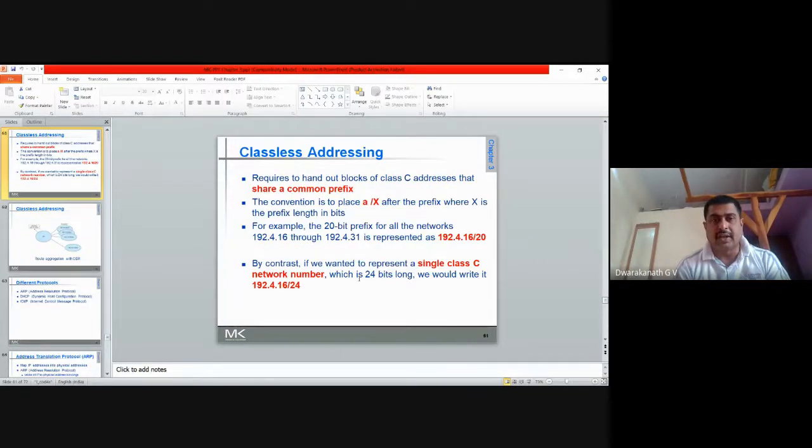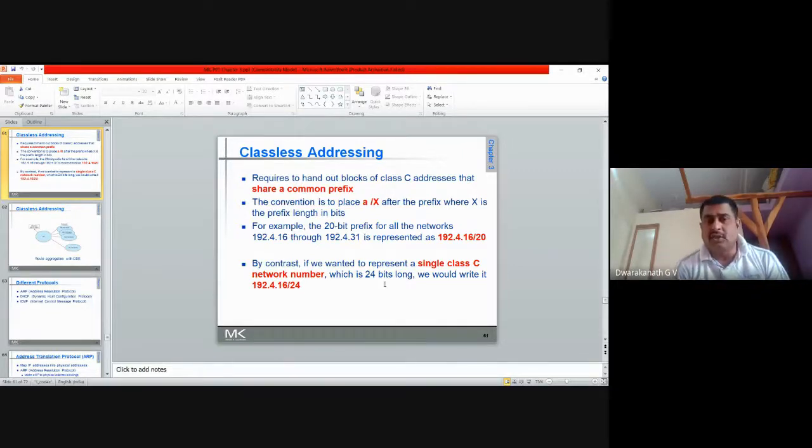Now we'll move to the next part. It requires handing out blocks of class C addresses that share a common prefix. Now I repeat: how will you make a block? I will make a block of class C addresses not depending on the systems, but depending on the IP address range. I will start with an IP address, for example 192.4. How many common bits will be there? If I want a larger block, the common bits will reduce. How do we fix those common bits as a prefix?